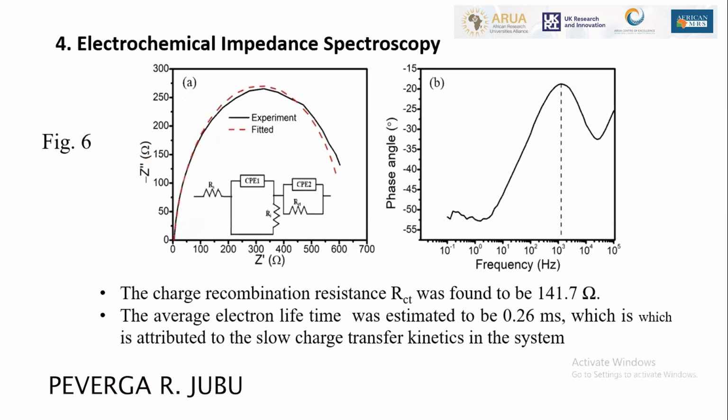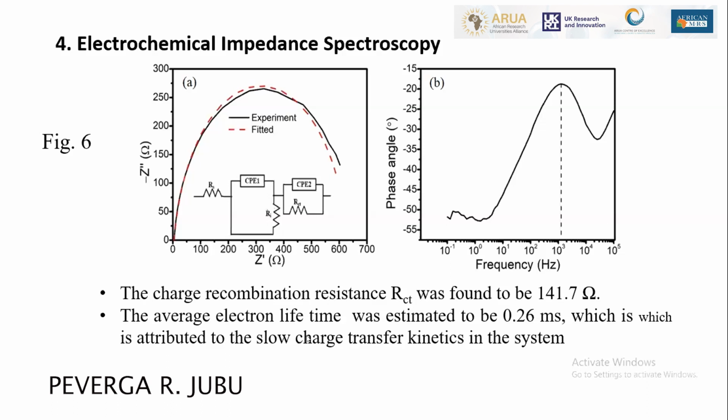And then in order to understand the impedance or the resistance during measurement that is responsible for the performance of the device, we carried out electrochemical impedance measurement at 1 volt in the dark. And to obtain the values, we had to use a simulated circuit, which is shown in the inset of figure 6A. And it can be observed that the charge transfer, the charge recombination reactance was found to be about 141.7 ohm.